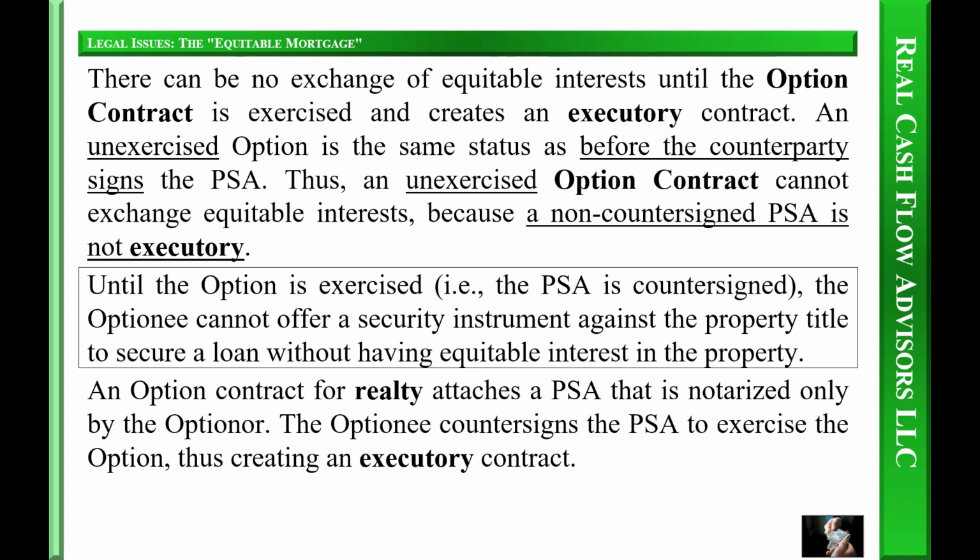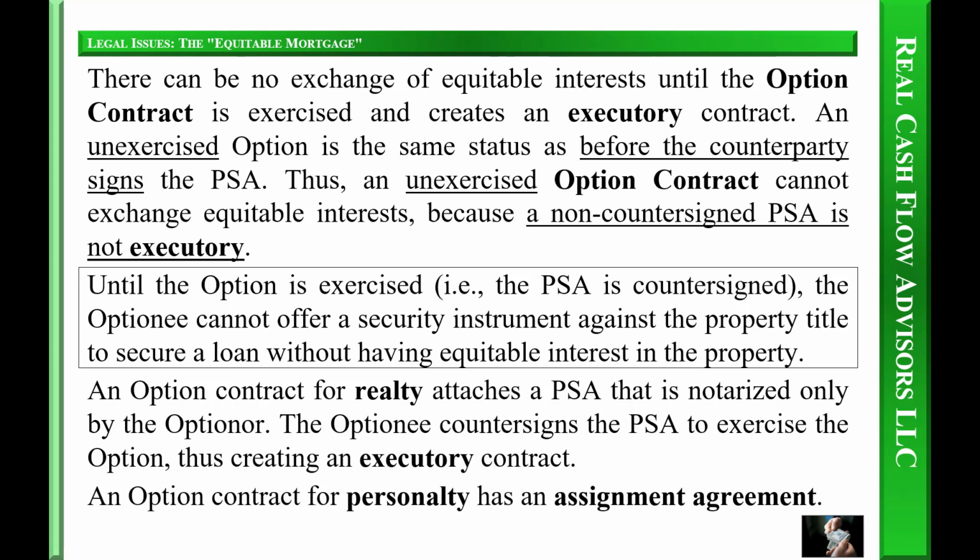An option contract for realty attaches a PSA that is notarized only by the optionor. The optionee countersigns the PSA to exercise the option, thus creating an executory contract. An option contract for personalty has an assignment agreement.